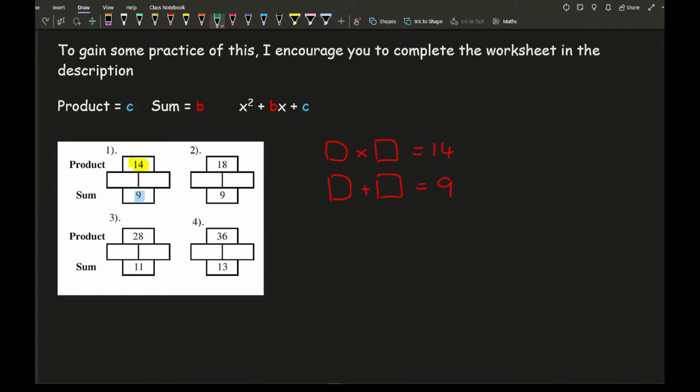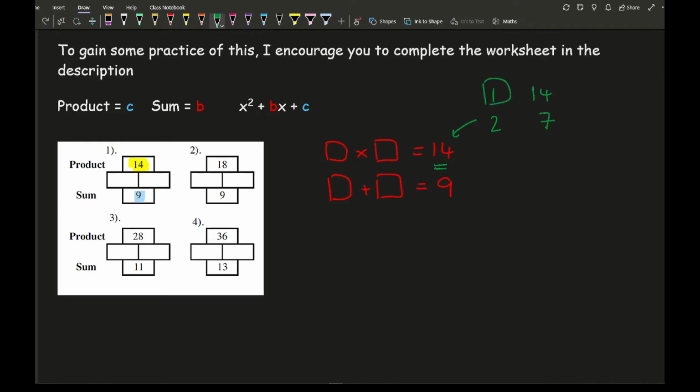Now I always recommend that you start with the multiplying one first. I always think that, because there isn't going to be an infinite number of combinations that you can add two numbers together to give you 9, whereas there's only going to be a certain number of whole numbers that multiply together to give you 14. So for example, 1 and 14 would give me 14. I've got 2 and 7, and that's pretty much it.